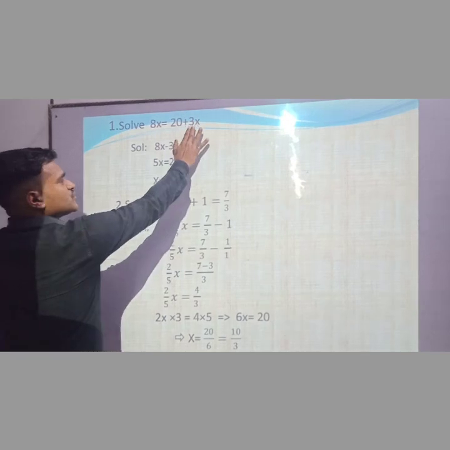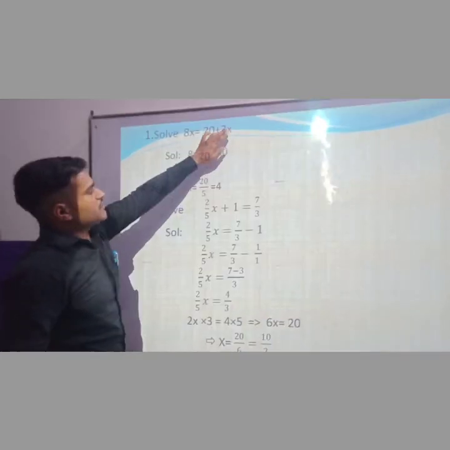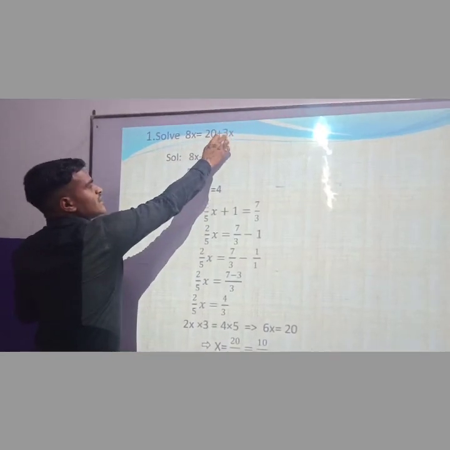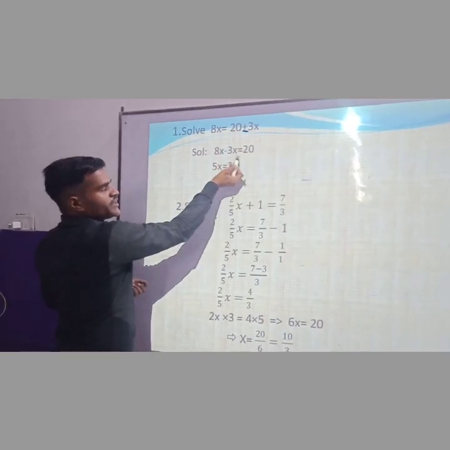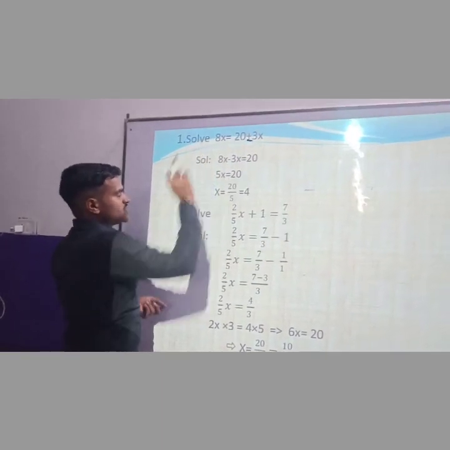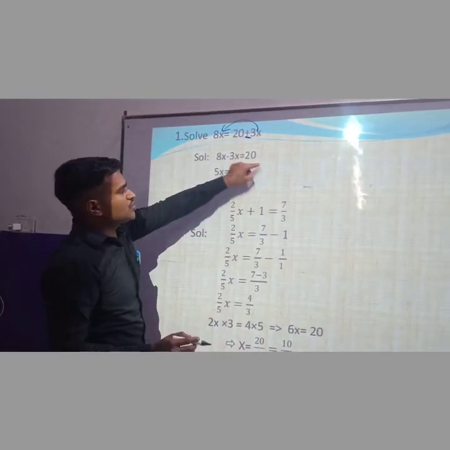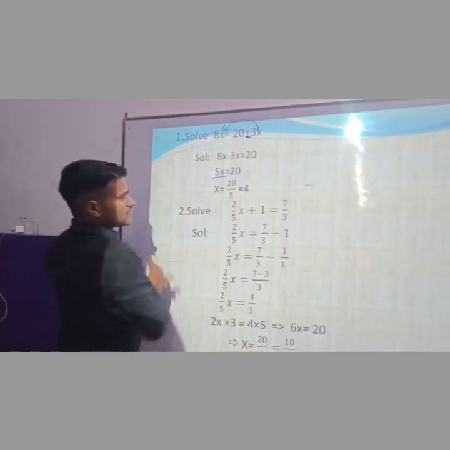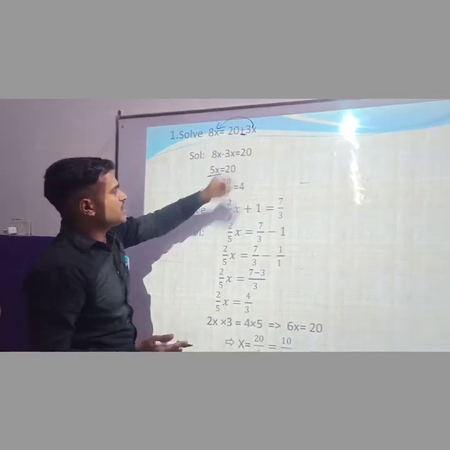That means we have to transpose 3x from right to left. When we transpose 3x from right to left, what does it become? 3x is positive there. Yes, this is positive now. When we transpose it, it becomes negative. So 8x minus 3x is equal to 20. 8x minus 3x, 8 minus 3 is 5. So 5x is equal to 20.